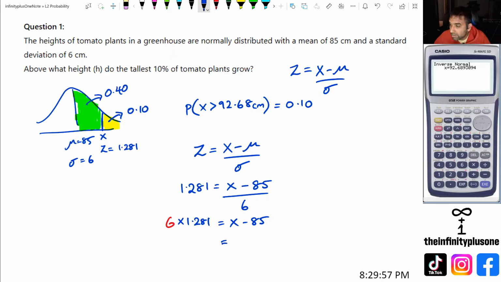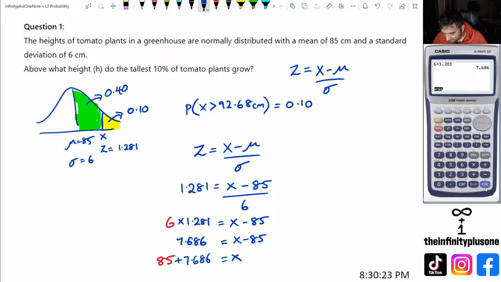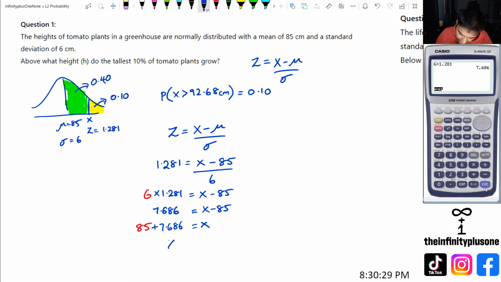6 times 1.281, I'm going to do this the long way. So I've got 6 star 1.281. So that's going to give me 7.686. And then I've got X minus 85. Now I got to bring the 85 to the other side, which will make it positive 85. And I've got 85 plus 7.686. So then X is equal to 92.686.